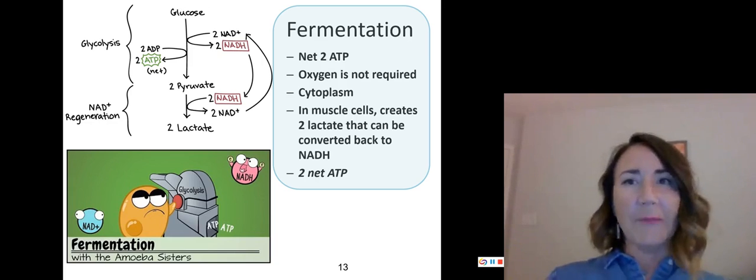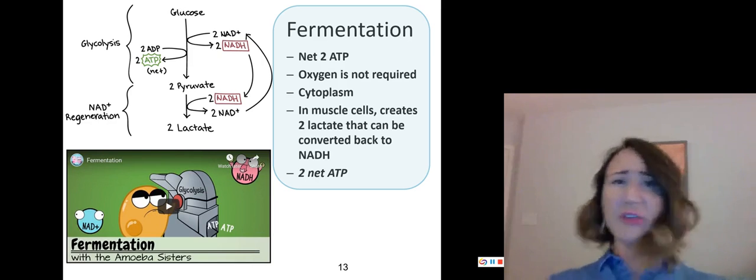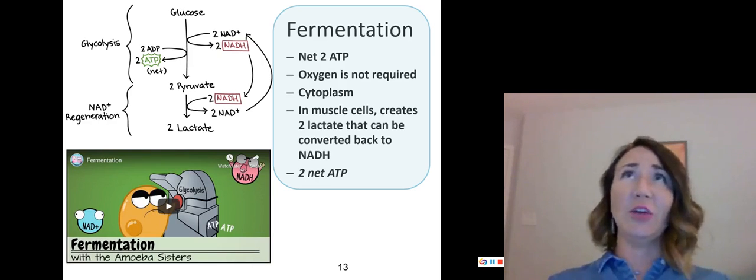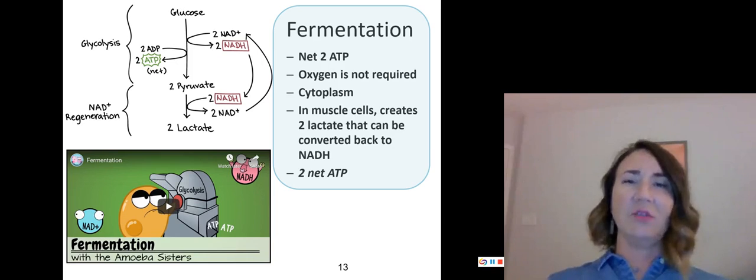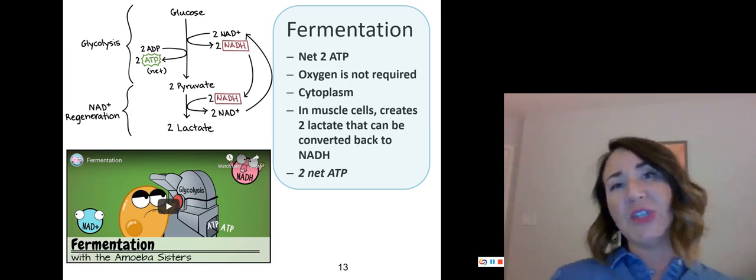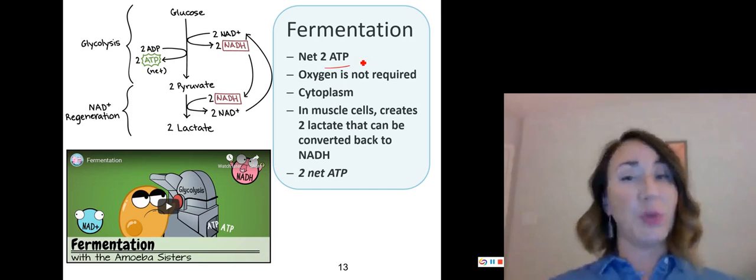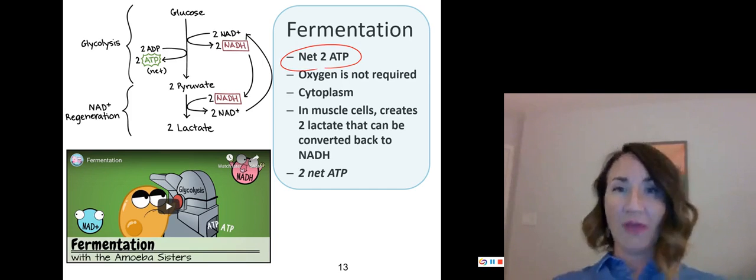And so for that, if you don't have oxygen, so if you're at the gym and you're exercising, and you're breathing hard, but you kind of go past that point where your cells are getting appropriate amounts of oxygen, we go into this cycle called fermentation. In the fermentation cycle, we're also going to get a net of 2 ATP. Oxygen is not required, so it's a point where we don't have oxygen.